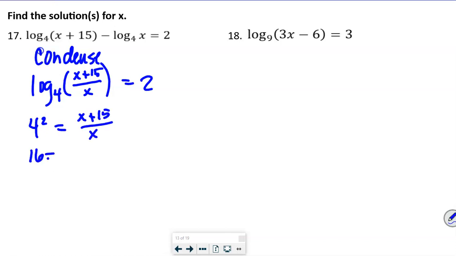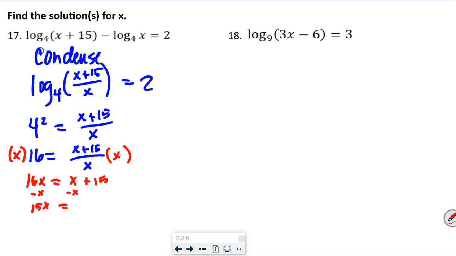This is going to be 16 equals x plus 15 over x. How do we get the x out of the denominator? We multiply both sides by x. So that gives me 16x here equals x plus 15. I'm going to subtract the x from both sides. So that's going to be 15x equals 15. Divide both sides by 15. So x is equal to 1.